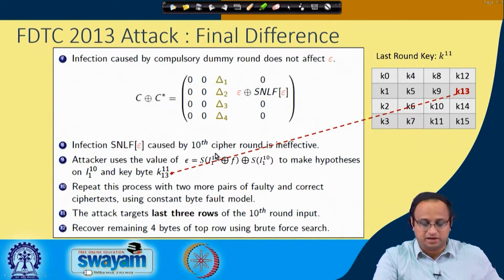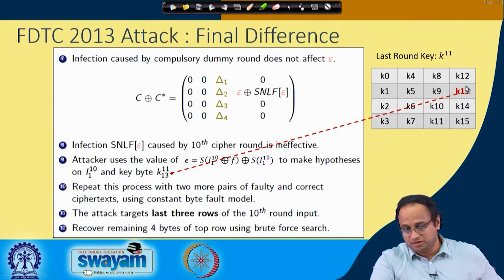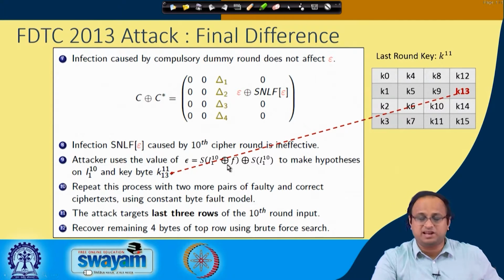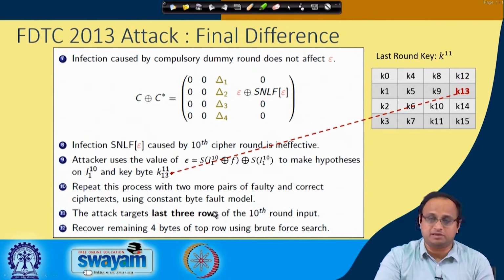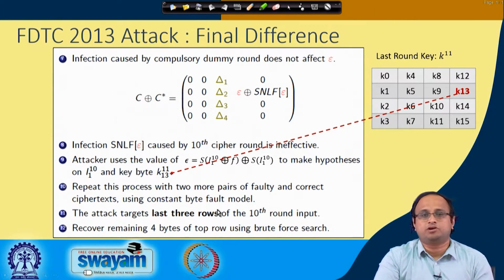Remember, this I110 will give me a value of this key byte, because this key byte gets processed and will essentially get leaked because of this fault. Of course, in order to get the actual value of the key, you have to take more pairs of faulty and correct ciphertexts, and again using a constant byte fault model, we can retrieve the corresponding key. Now why the constant fault model, or how exactly the attack works, is illustrated subsequently.